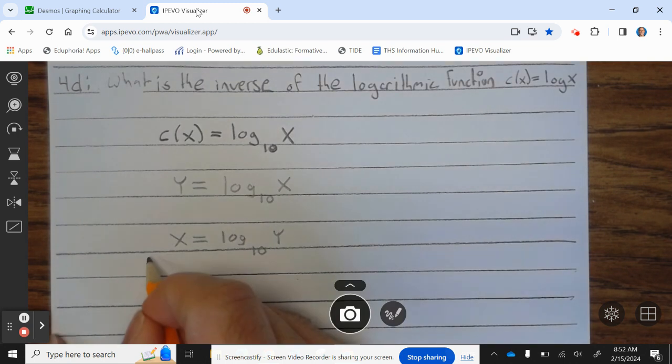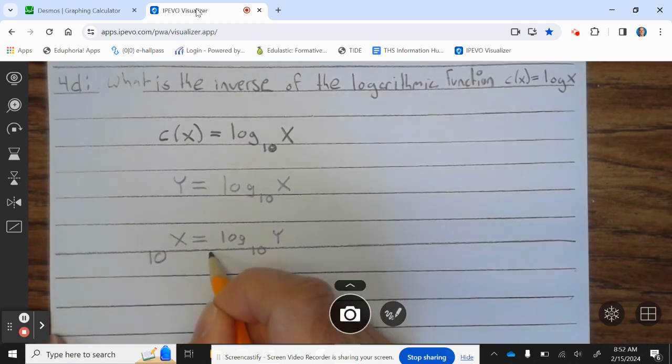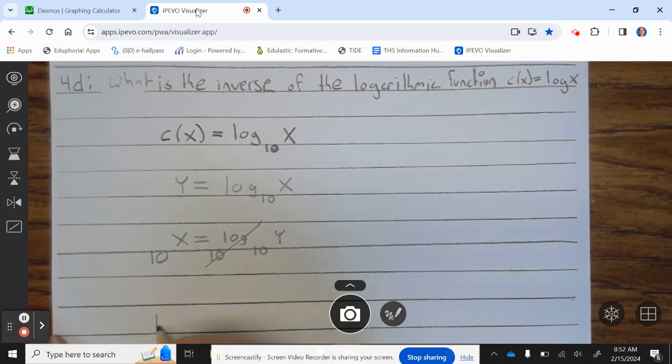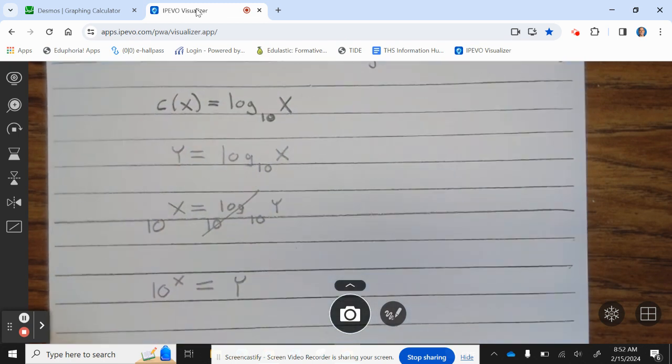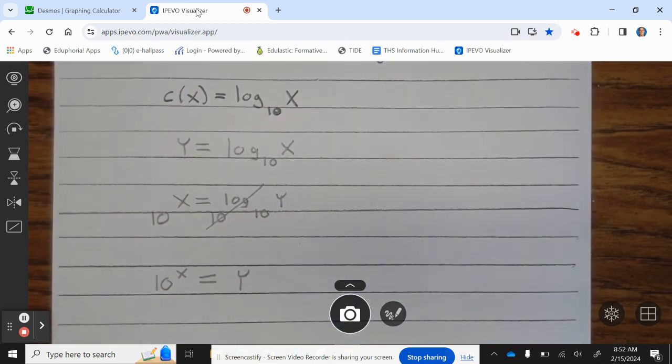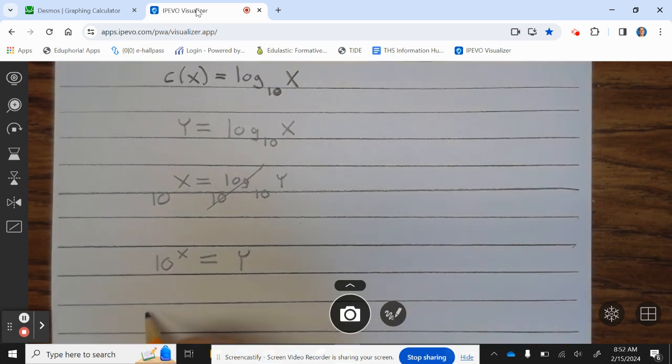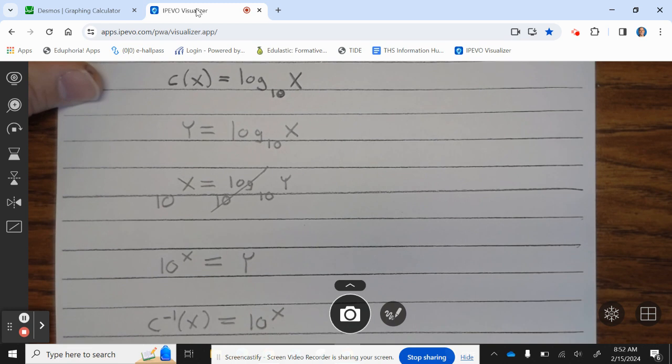And then we need to raise both sides by 10. Now, 10 to the log base 10 cancels. So then you're left with 10 to the x equals y. So c inverse of x equals 10 to the x. All right, go ahead and finish it up. Take a look at the next page.